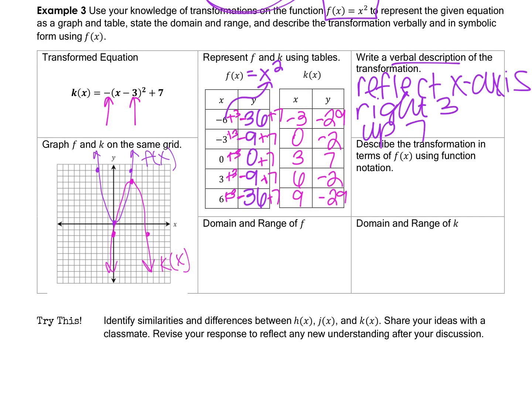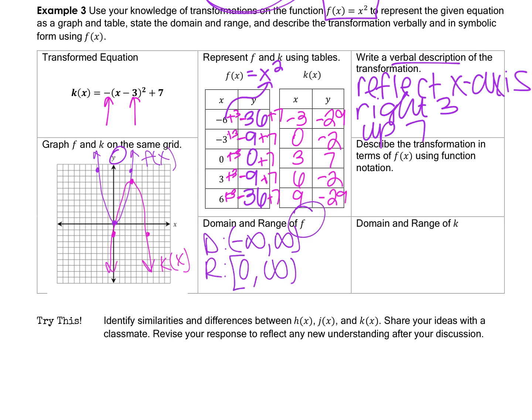Okay, so we want to find the domain and range of f. So for the domain, if you look, it's continuous left and right, so negative infinity to infinity. For your range, go to your y-axis, go to the bottom, it stops at 0, and then it goes up to infinity.